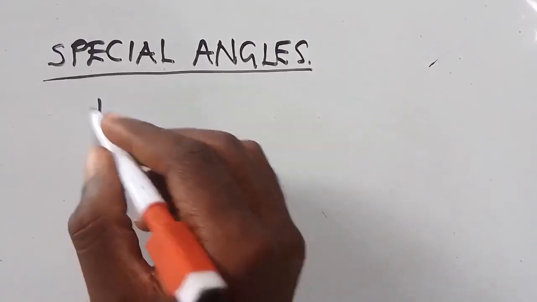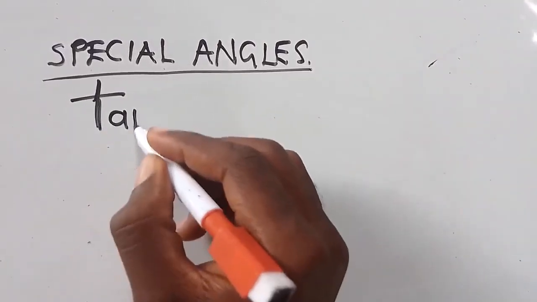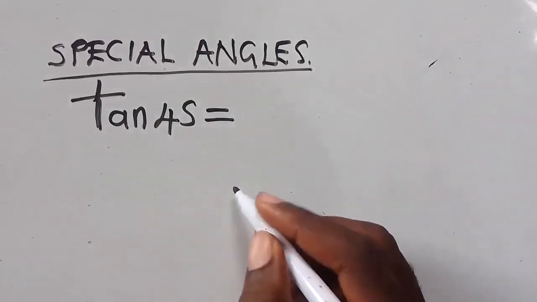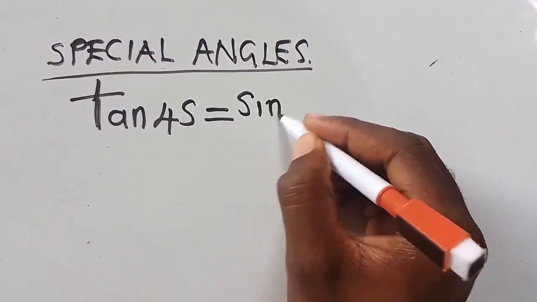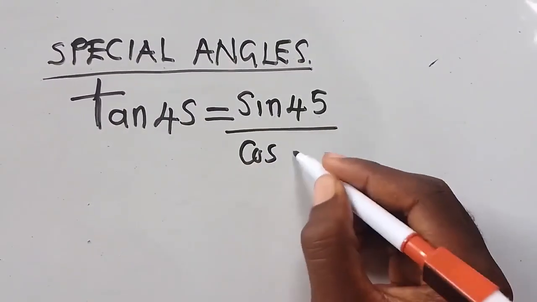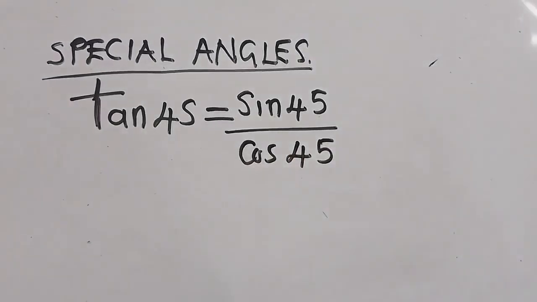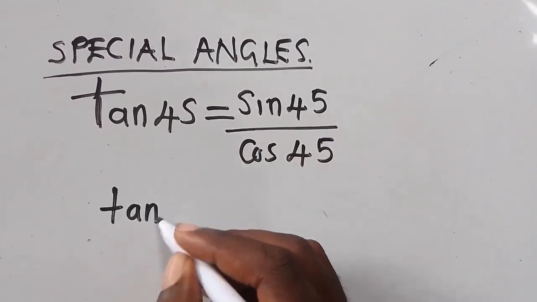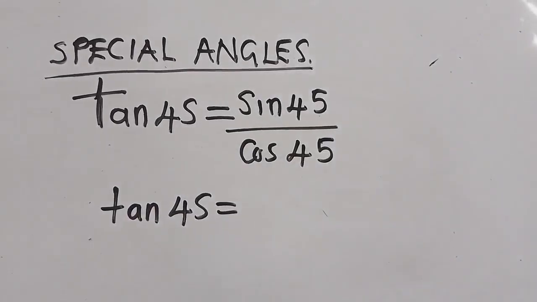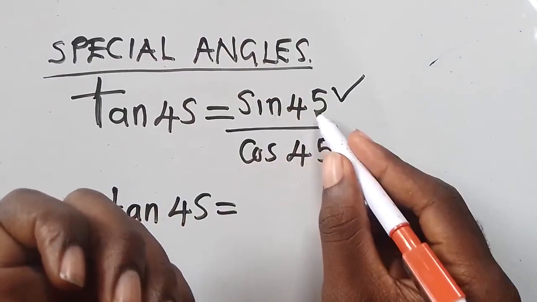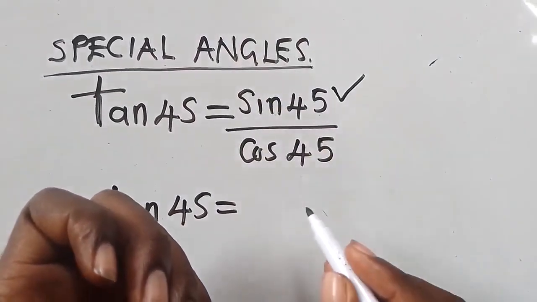So if you want to find tan, let's say you want to find tan 45 degrees. The formula for tan is you find sine 45 over cos 45, like this. So this is what you are going to do. This is very simple. We can work out this together. So tan 45 is equal to, have you seen? You get your hand like this. You find this one, sine 45.